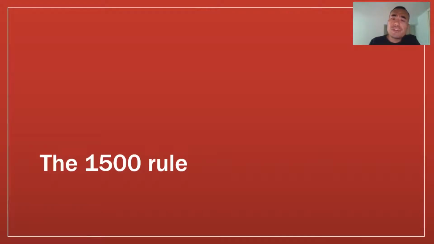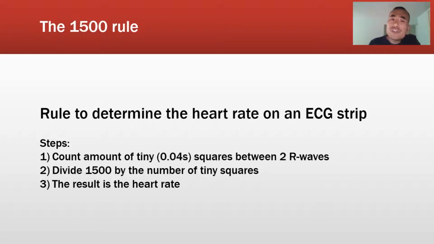Now I'm going to introduce you to the 1500 rule. This rule is used to determine the heart rate on an ECG strip when the heart rate is not written in a numerical way by the machine. The way we're going to do this is, step number 1, you're going to count the tiny squares between the 2 R's. The tiny squares meaning the 0.04 seconds tiny squares.